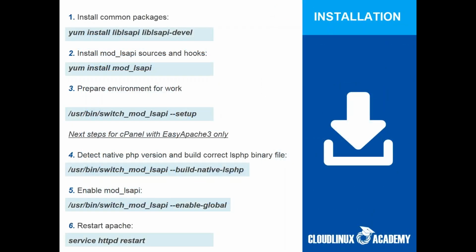Installation process contains few steps and is different depending on control panel used. First, we install common lib LSAPI packages. Next, we install Mod LSAPI itself. We have to prepare an environment using switch Mod LSAPI utility. It creates directories with proper permissions and make native LSPHP as PHP 5.6. For cPanel with Easy Apache 3, we detect native PHP version and build correct LSPHP binary file. Then we enable Mod LSAPI globally and restart Apache.